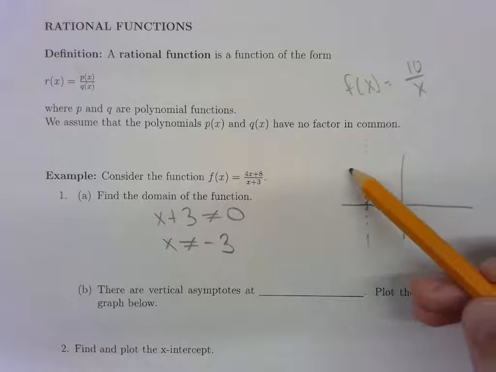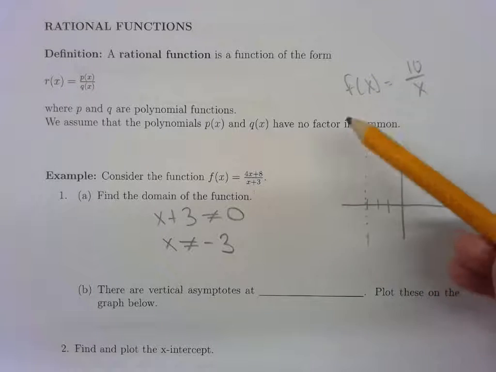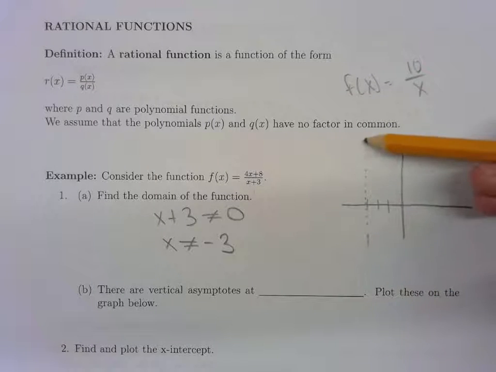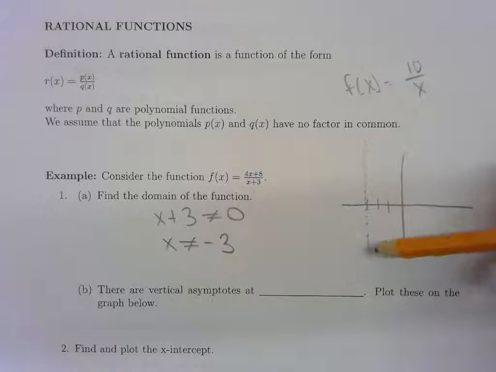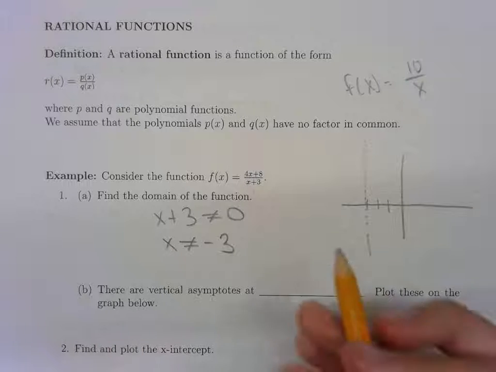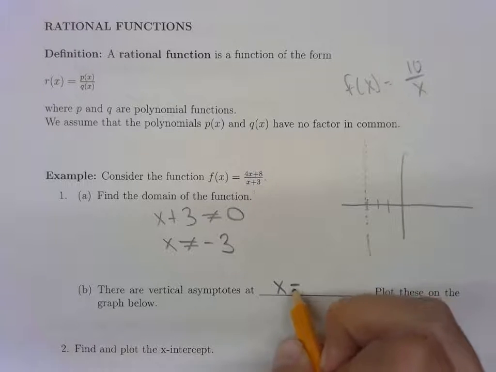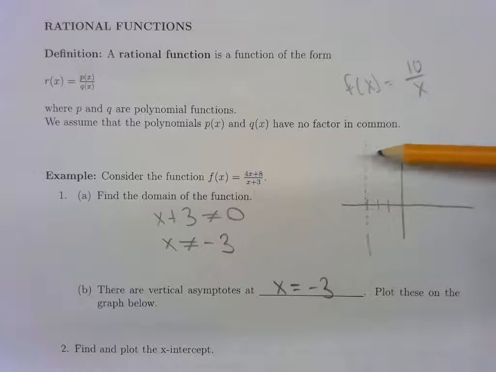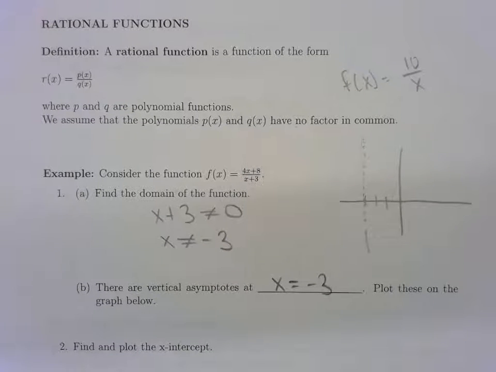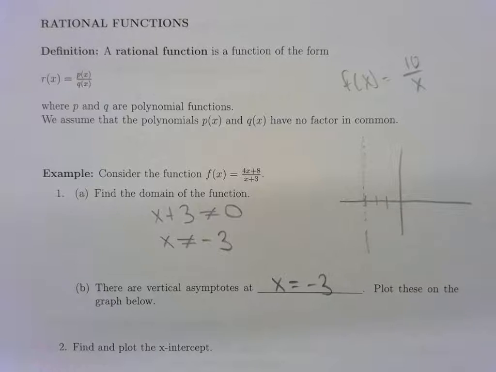That means the graph can't cross this in any way because x can't be that. That gives us a vertical asymptote. So there are vertical asymptotes at, we just have one, x equals negative 3. So at negative 3, we're going to draw this vertical line. The graph can't cross this in any way. It can get really, really close to it, but it can't cross it.